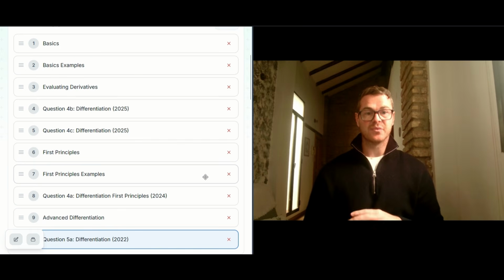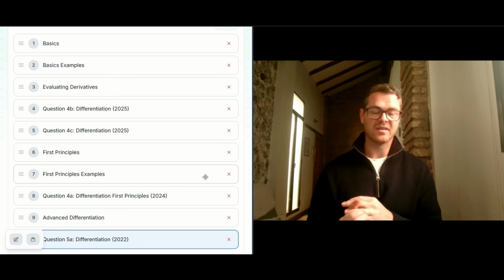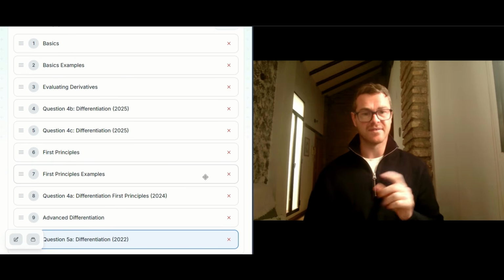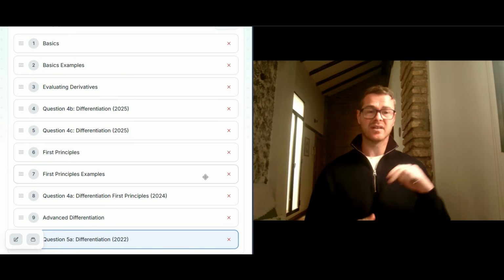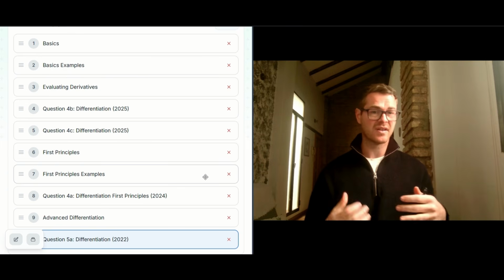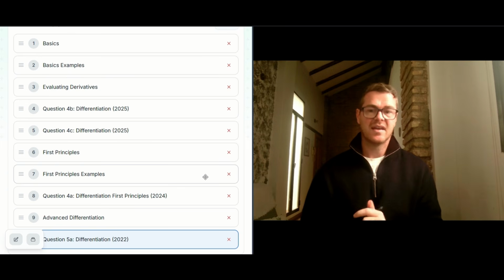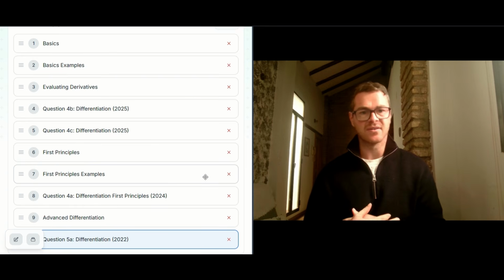And that is it for differentiation 1. So we've covered the basics, first principles for higher level only. We went through a few exam paper questions evaluating the derivative. Again, it's just finding the slope at a particular point. So differentiate and sub in a value of x. And then we also covered some harder things like how to differentiate the square root of x or 1 over x, things like that.